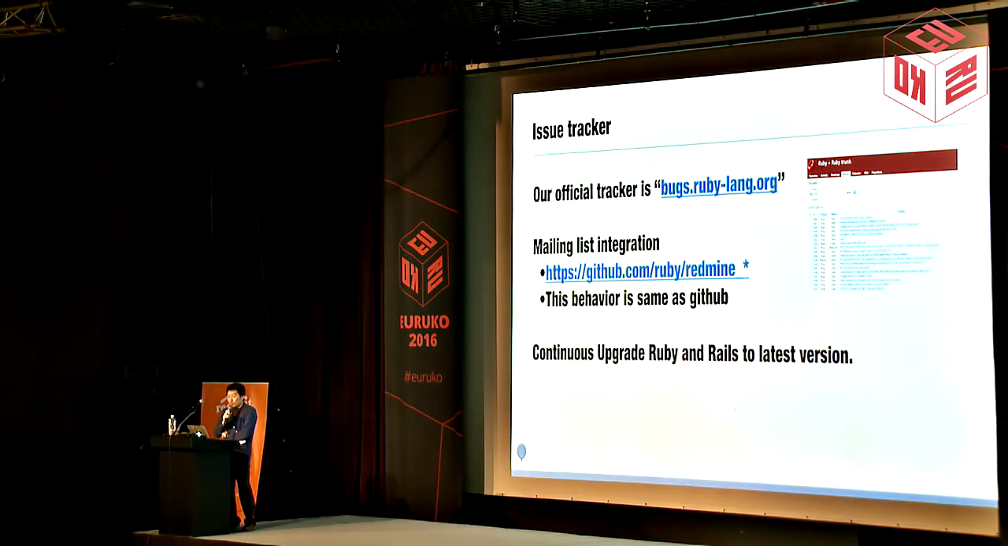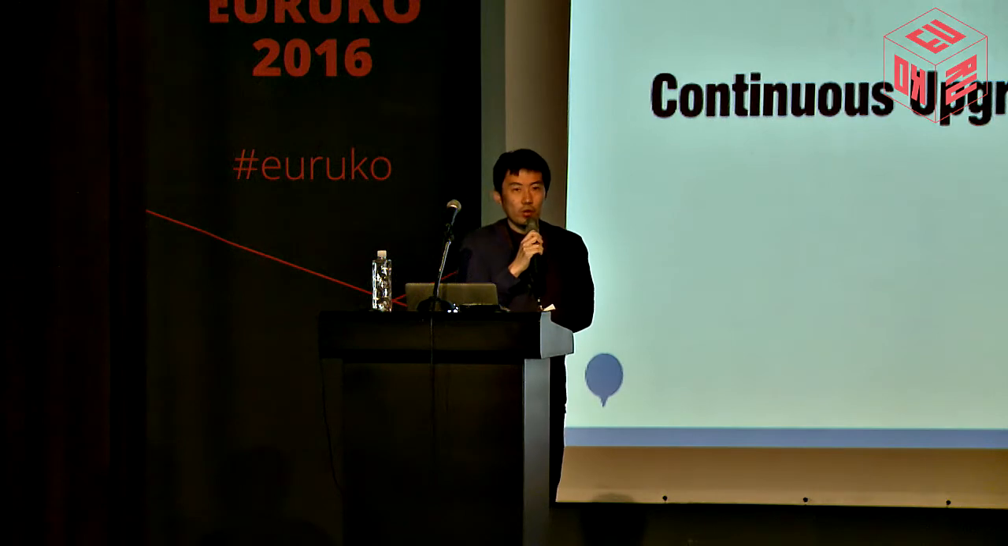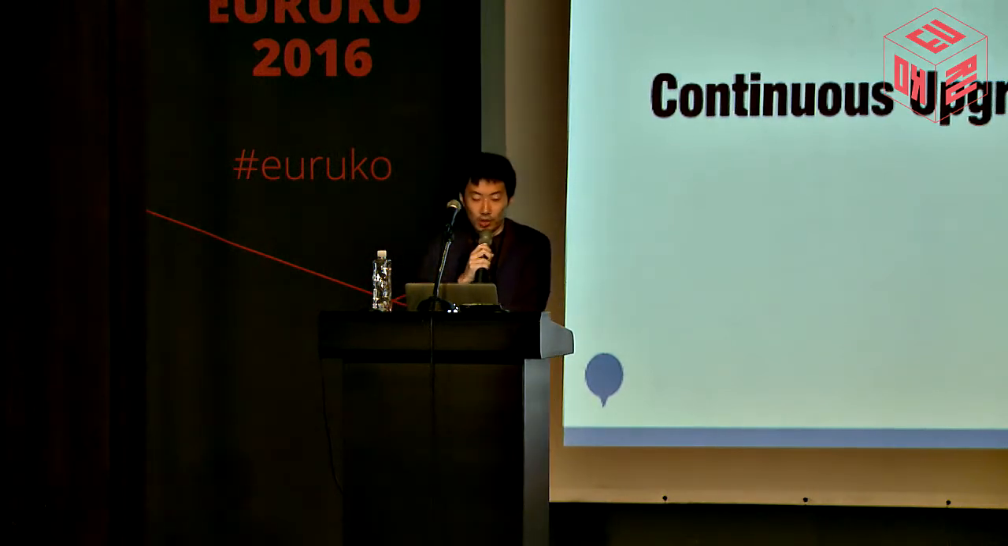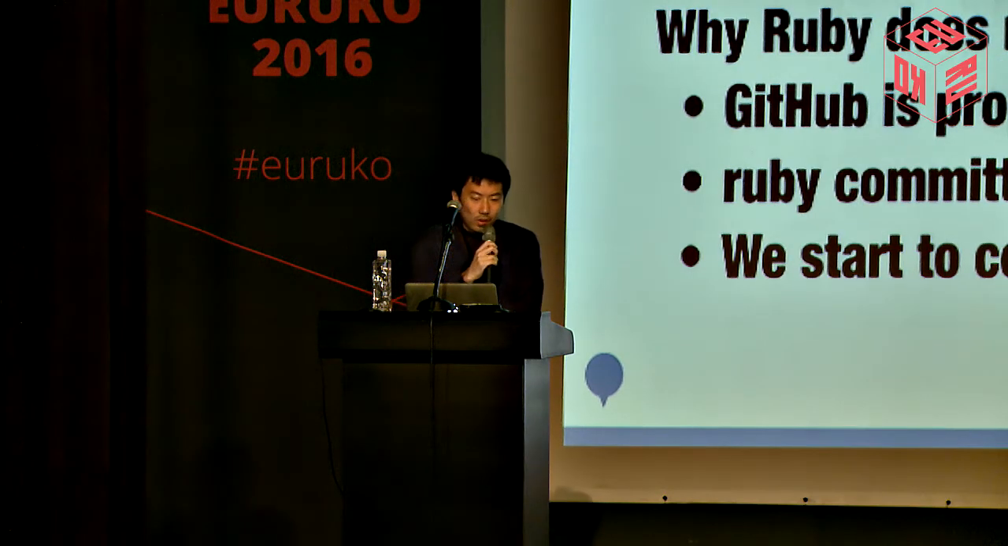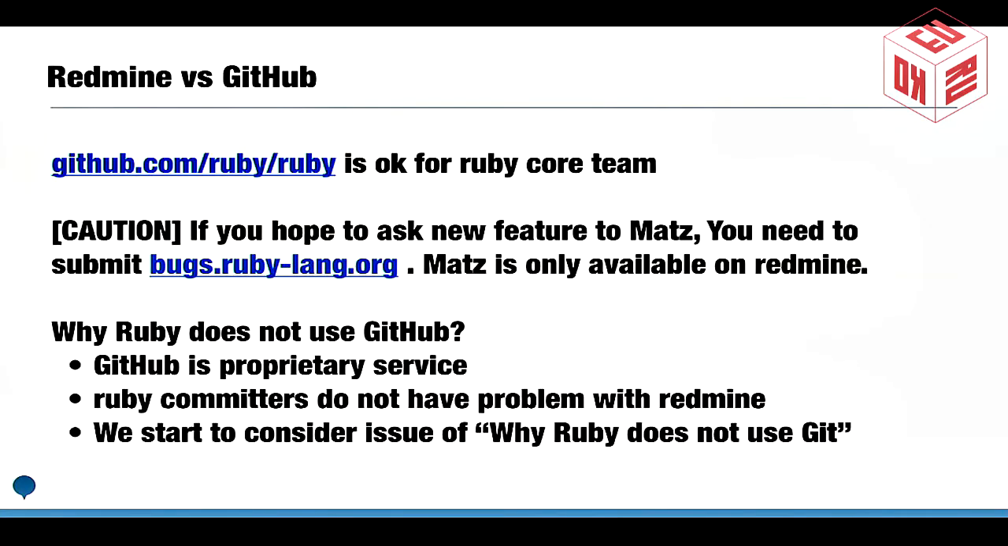Our tracker is built on Redmine. We applied some customizations for mailing list integration. The mailing lists are ruby-core, ruby-dev and ruby-list. They are integrated with our tracker. So you can upload your pull request to the GitHub repository named ruby/ruby.